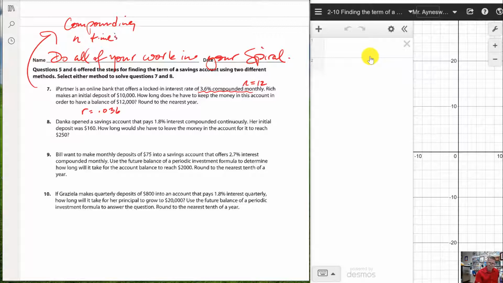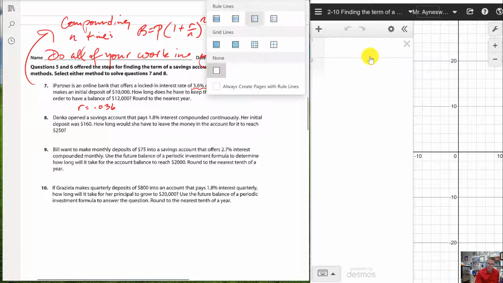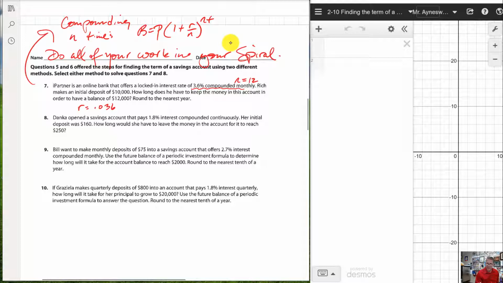But if you're compounding n times, then the future value is equal to the principal times 1 plus r divided by n raised to the nt power. That's if you are compounding n times. The future value B is equal to the P, the original deposit, times 1 plus r divided by n to the nt power. Now, if you do things in a compounded continuously fashion, like in number 8, that's different. We'll talk about that in a minute. Okay, so let's go ahead and get started on the problem.